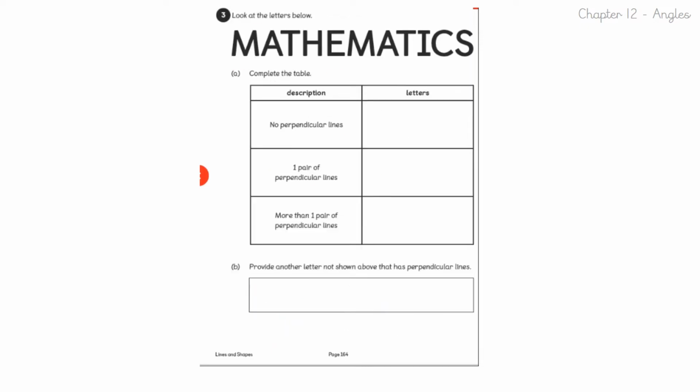And lastly, we had to look at the letters in the word mathematics and complete the table. So we say the letters with no perpendicular lines, we found M, A, C and S because we cannot see any right angles in those letters. There was T with one pair of perpendicular lines, and H, E and I with more than one pair of perpendicular lines. Okay, I saw that you came out with all different answers for B, so well done.